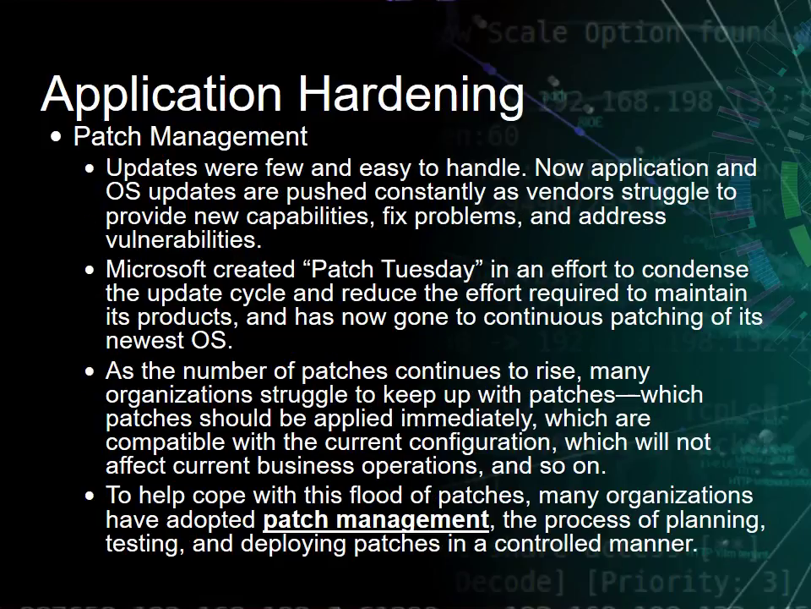When I first started, updates were few and easy to handle. Now applications and operating system updates are pushed constantly as vendors struggle to provide new capabilities, fix problems, and address vulnerabilities. For example, Microsoft has created Patch Tuesday in an effort to condense the update cycle and reduce the effort required to maintain its products, and has now gone to continuous patching of its newest operating systems. In addition to Patch Tuesday, they're also now providing cumulative patching.